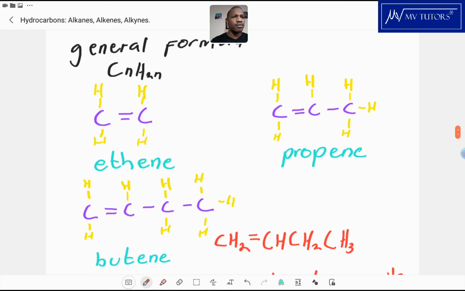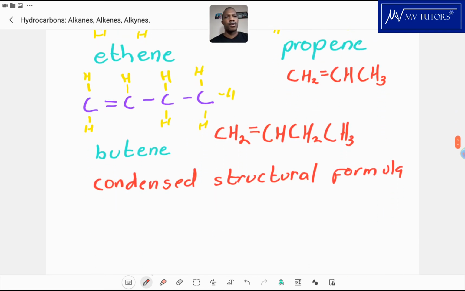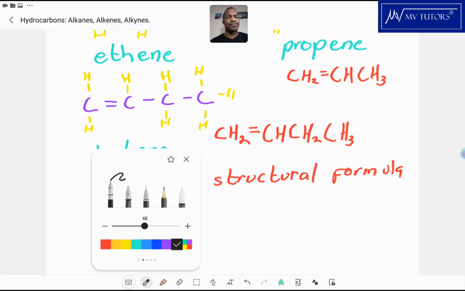Let's do the propene. From the left, CH, how many H's? Got 2 of them, so put 2. Then we have a double bond, and then we've got 1C and 1H. And then we've got 1C and how many H's? 3 H's. That's your condensed formula.